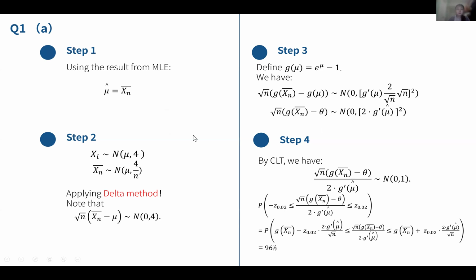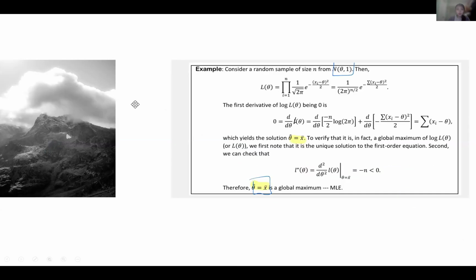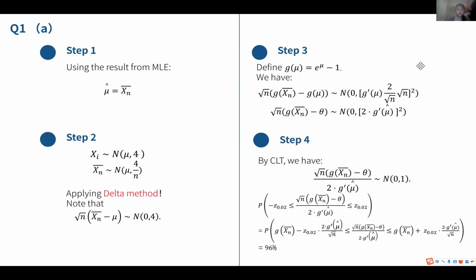For problem A, I separate this into 4 steps. In step 1, using the results from the maximum likelihood estimator, we can have this conclusion. Maybe you forgot how we get this conclusion. I posted the process here, and maybe you can check it after our class. Okay, let's move back to our solutions.